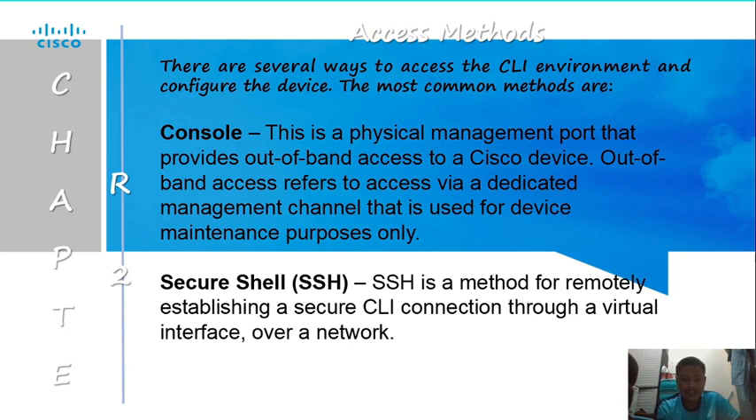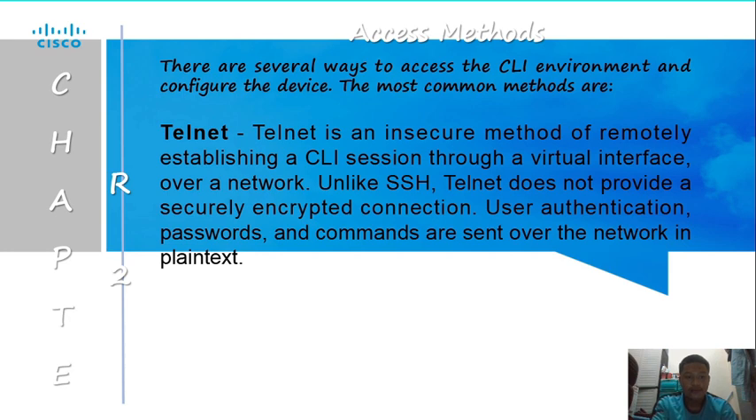Next is Secure Shell. SSH is a method for remotely establishing a secure CLI connection through a virtual interface over a network. The third is Telnet. Telnet is an insecure method of remotely establishing a CLI session through a virtual interface over a network. Unlike SSH, Telnet does not provide a securely encrypted connection. User authentication, passwords, and commands are sent over the network in plain text.